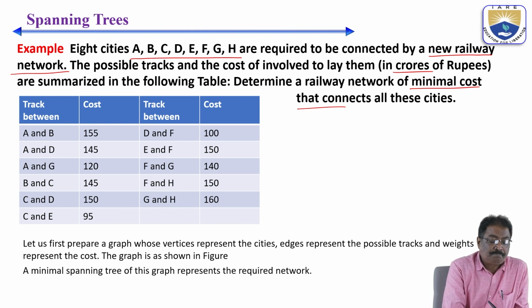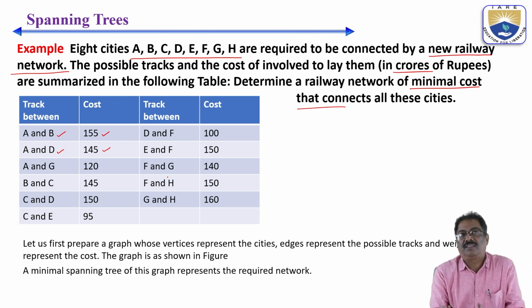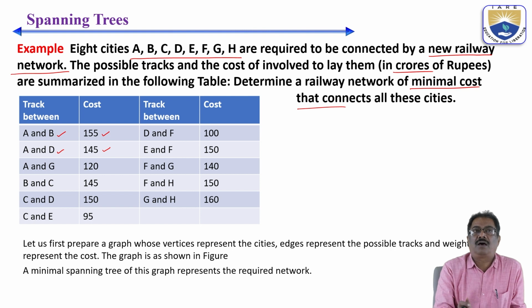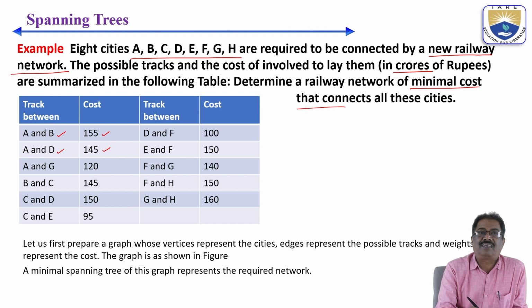Here it is given: the track between cities A and B costs 155 crores. A and D, the railway track between these cities, the cost is 145 crores of rupees. Like this, the data is given. Between one city and another, if you are going to lay a railway track, what is the cost incurred? That is given between all the cities.